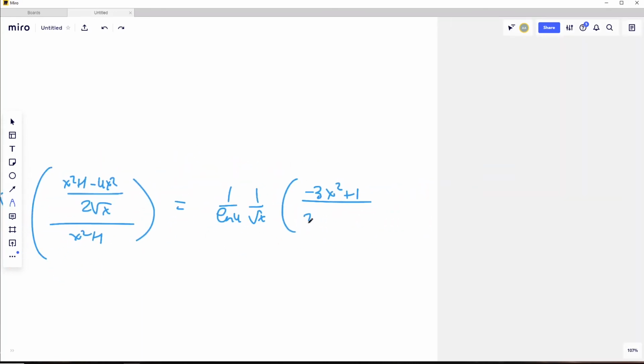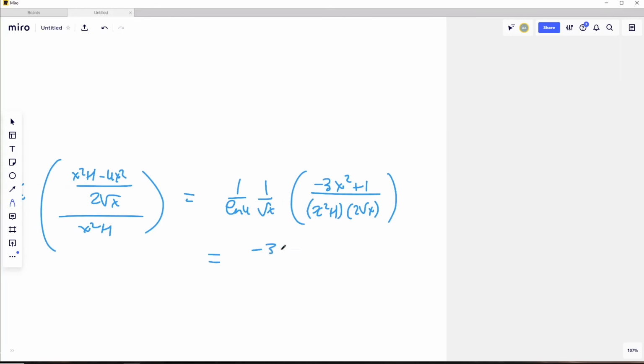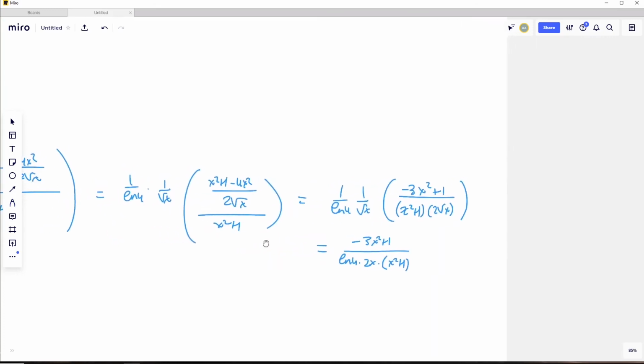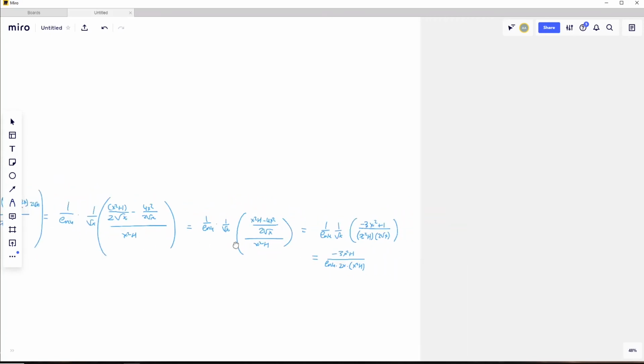So I'm not gonna multiply them. I'll tell you why. I'm just gonna do this, and you can see why now. Root x times root x is nothing but x, and we're done. So minus 3x squared plus 1 over ln 4 times 2x times x squared plus 1. Are we done? X squared plus 1, 2x ln 4, and yep, we are done. Double check something. Yep, we're done. Fully correct.